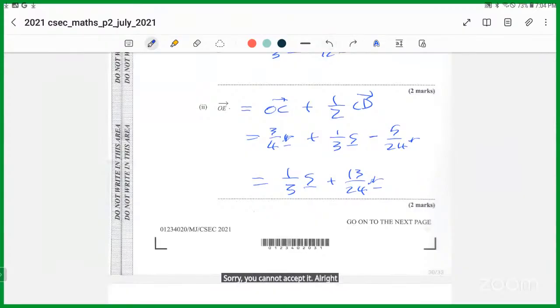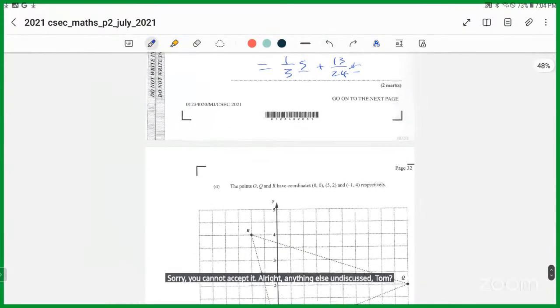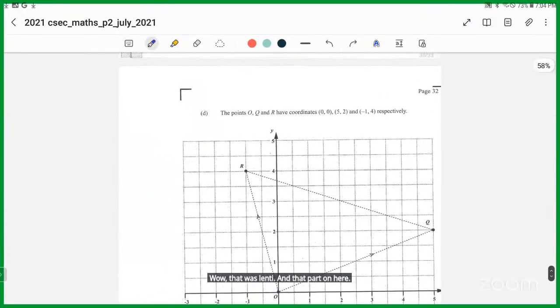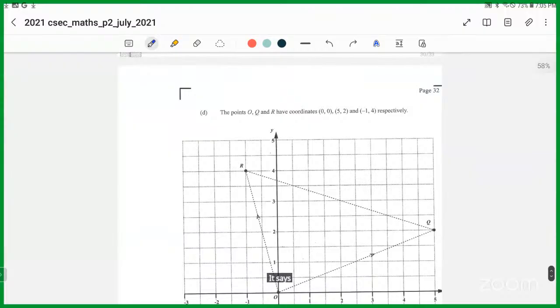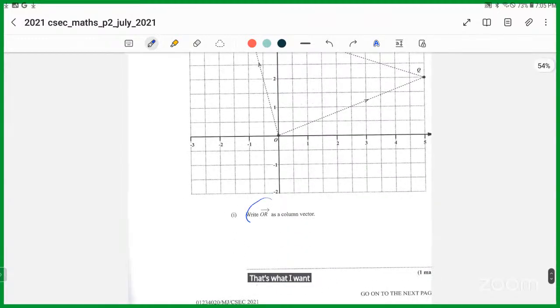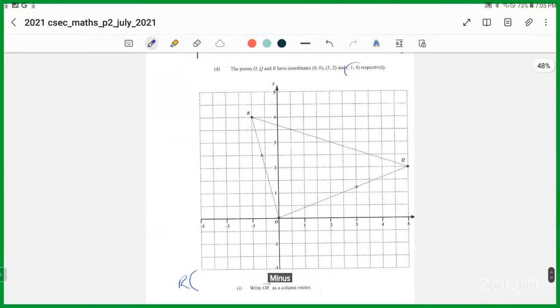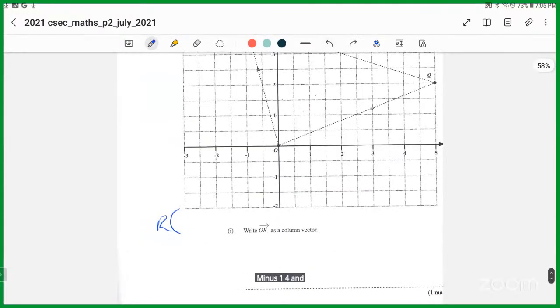Alright, anything else on this question? Wow, that question is lengthy. Another part down here. It says O, Q, and R have coordinates. 0, 0 is the O, 5, 2 is the Q, right here, 5, 2. And the R is minus 1, 4. That's what I want us to do. I want the vector OR. Easy. If R is the point minus 1, 4, then OR needs no calculation.